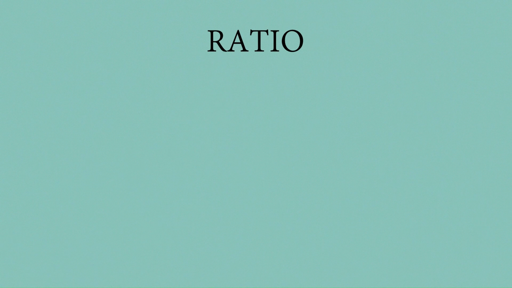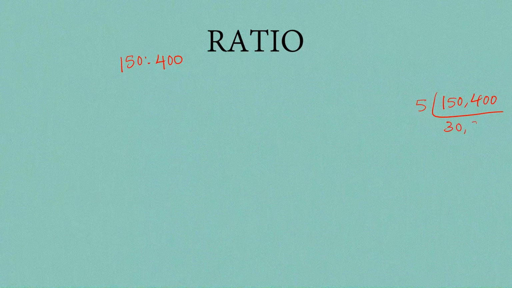Now let us consider a few more problems. Say we have 150:400 and we need to find the simplest form for this. To do that, the first step is to find the HCF of 150 and 400. So we can start with the fifth table as both are ending with 0. Again the fifth table.